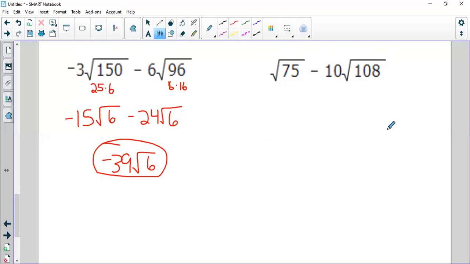And last but not least, 75 and 108. Well, 108 is not easy to break down necessarily. 75 is much easier because there's that 25 again. I love those 25 multiples because they're easy to see usually. 25 times 3. So now take that 25 out, and it becomes 5 radical 3.